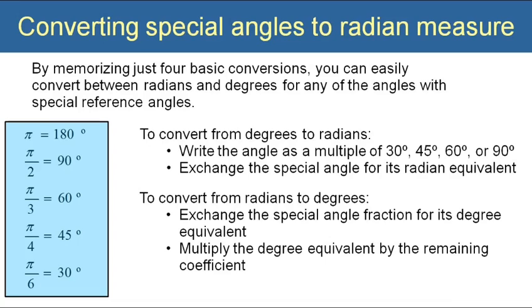On the other hand, if you want to change from radians to degrees, exchange the special angle, which will look like one of these, for its degree equivalent, and then multiply times the remaining coefficient. I know it looks really horrible in words, but you'll see that in practice it's quick and easy to do. You won't need a calculator, and it won't slow you down at all.